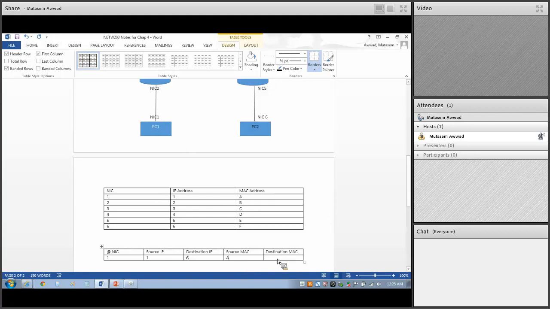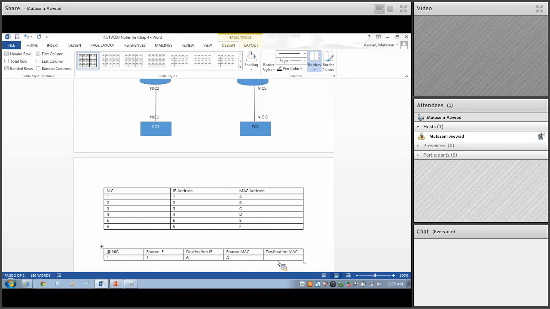What would be the destination MAC address? Where are you sending the frame to? Remember, the frame gets sent to another guy who's directly connected to you. It's NIC 2. NIC 2 will be receiving that frame. So the destination MAC address is B.